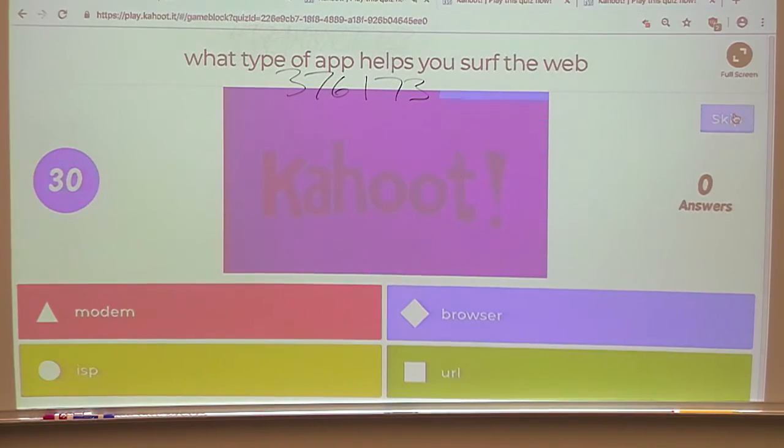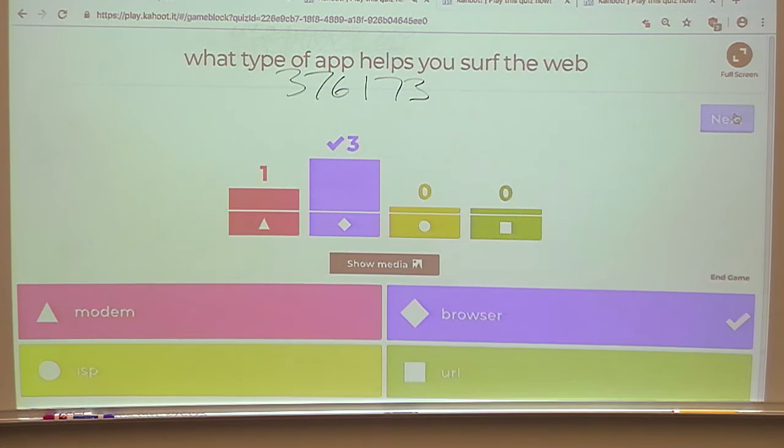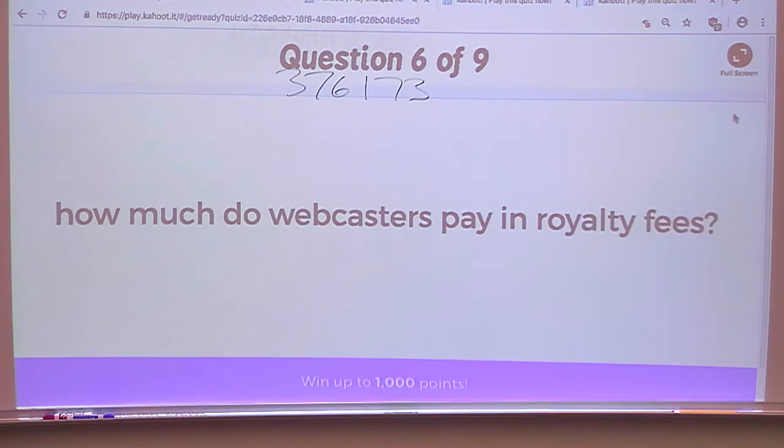What type of app helps you surf the web? That's an easy one, I hope. So we're going to skip to the answer. 3 people got it right. It's a browser, okay? So Chrome, Safari, these are browsers. Okay.